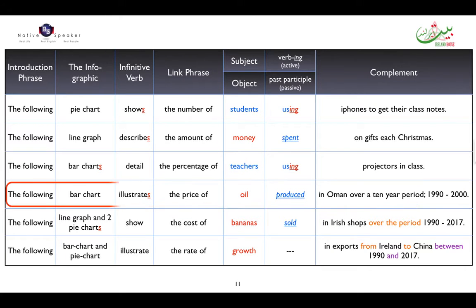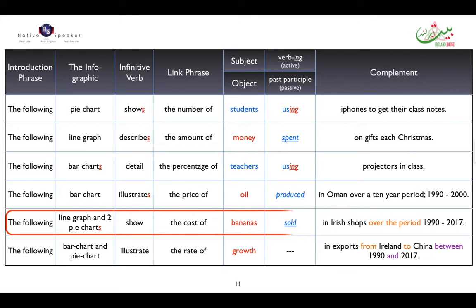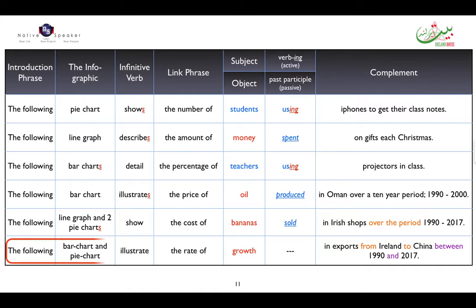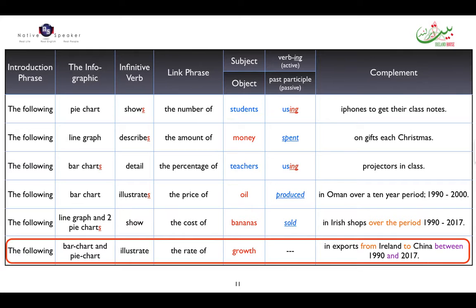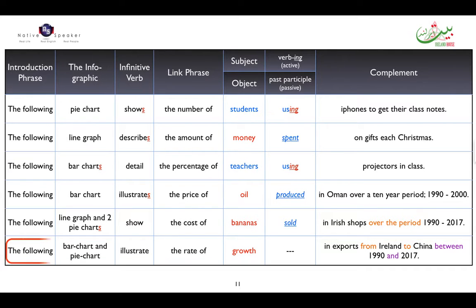Very good. Next one. The following line graph and two pie charts show the cost of bananas sold in Irish shops over the period 1990 to 2017. Now you. And the last one. The following bar chart and pie chart illustrate the rate of growth in exports from Ireland to China between 1990 and 2017. Now you.